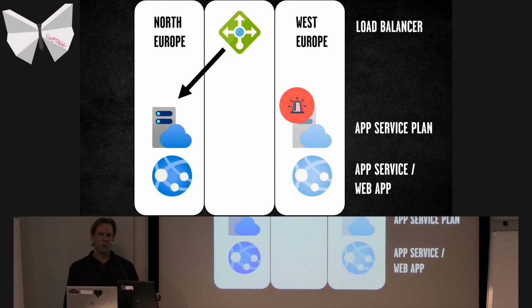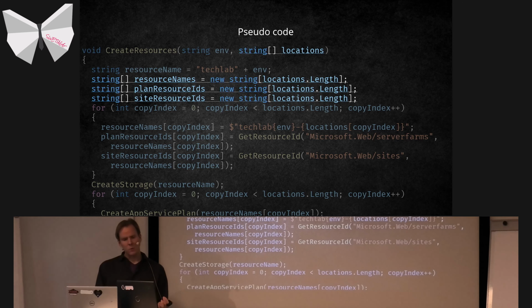So I wanted to find a way to create similar resources without having to specify them twice in the ARM templates. And I found that there's a feature called copy that would create resources that are similar, but in the same deployment. So what I decided to do was this.